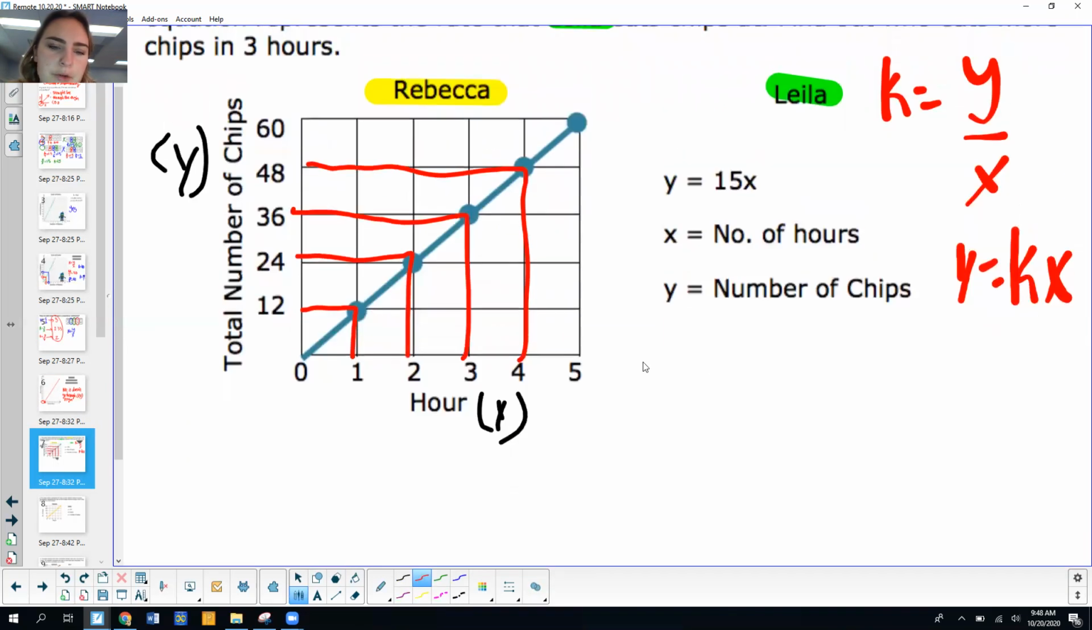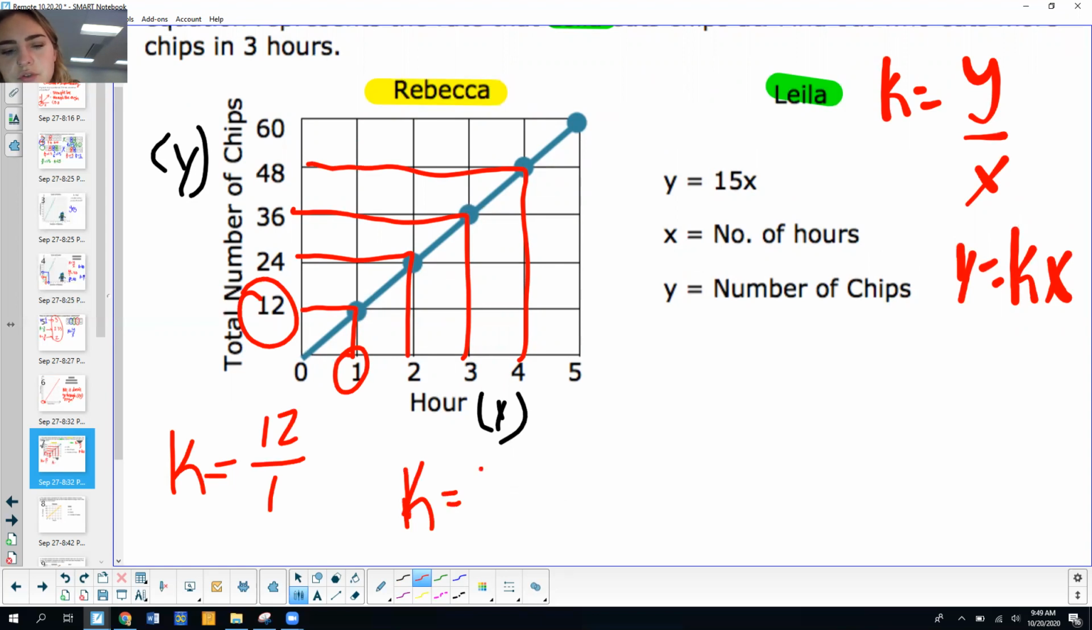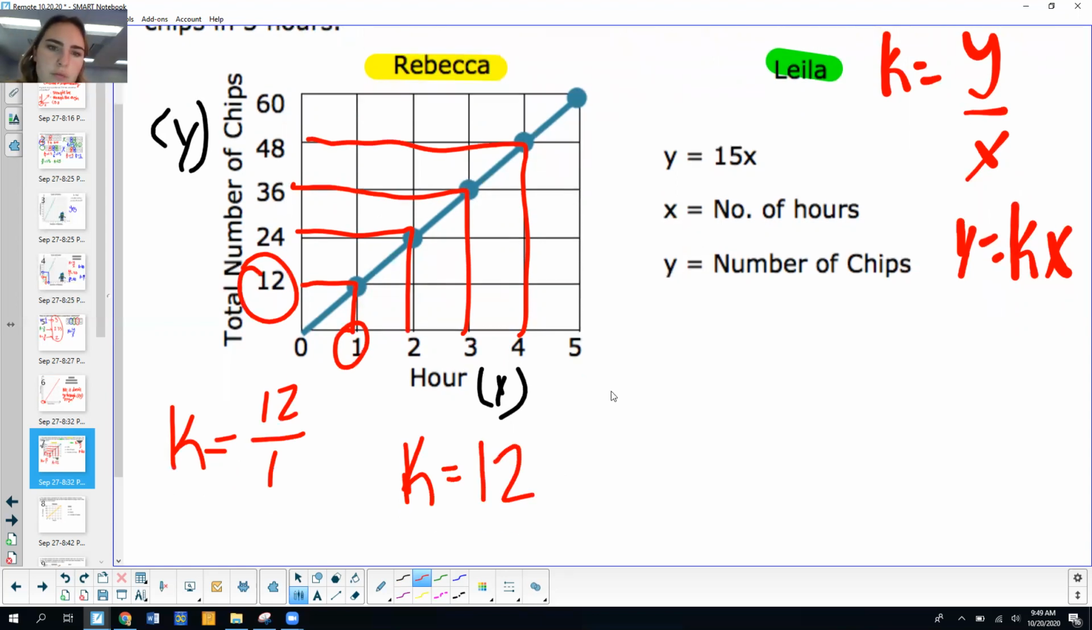However, I'm going to write an equation first. So I know that I'm going to try and find her constant of proportionality. So from this, I'm going to do k equals y over x, so I'm going to pick 12 over 1. That's when those points meet, so 12 over 1. So k equals 12.